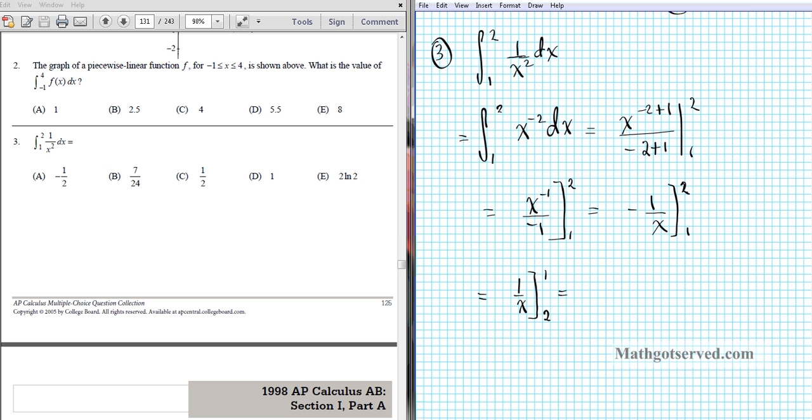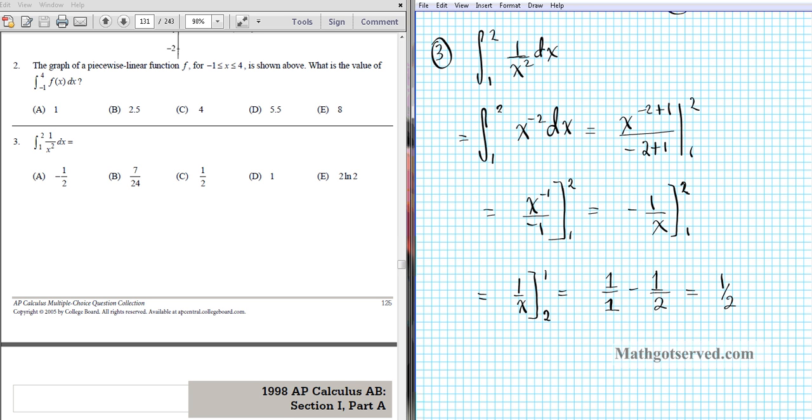So using FTC part 2, we're going to have 1 over, you plug in the upper limit of integration, 1 over 1, minus, and then you plug in the lower limit of integration, 1 over 2. What is 1 minus 1 half? 1 minus 1 half is 1 half. Your final answer is C.